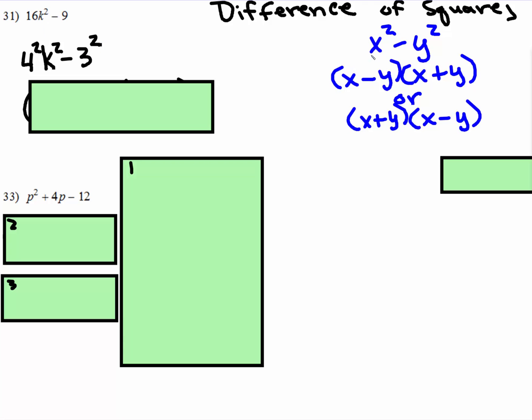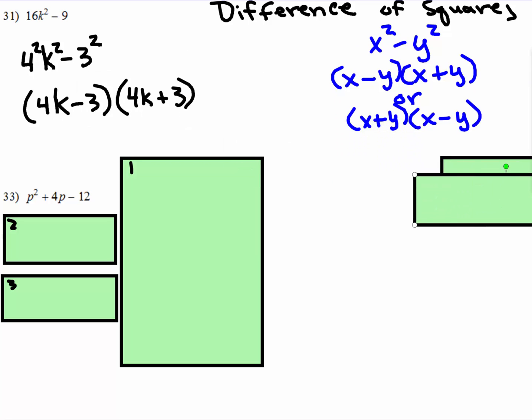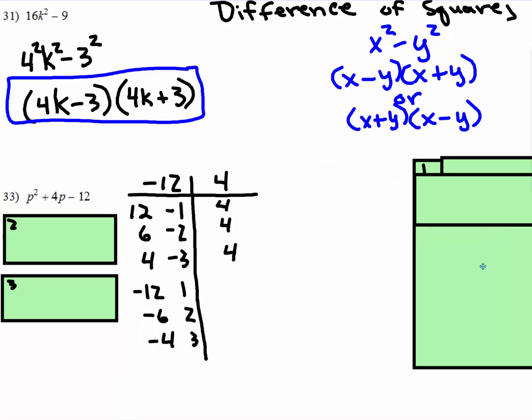And now, remember, we just take the square root of each of those terms and put them in the two sets of parentheses. So the square root of 16 k squared is 4k. Put a subtract sign. The square root of 9 is 3. Another binomial, again, it's the square root of 16 k squared, which is 4k, plus the square root of 9. Boom, that's it. That is difference of squares.